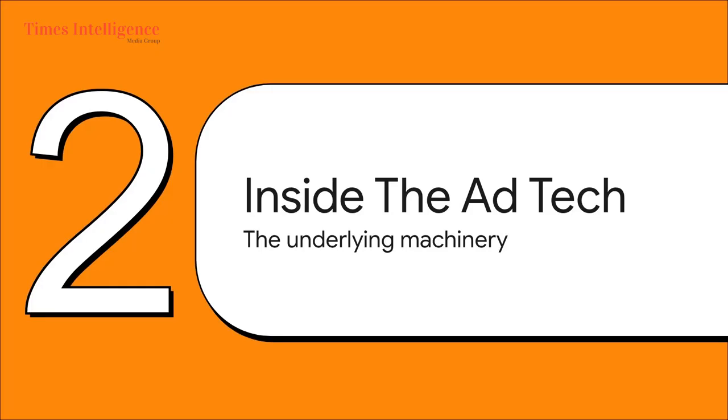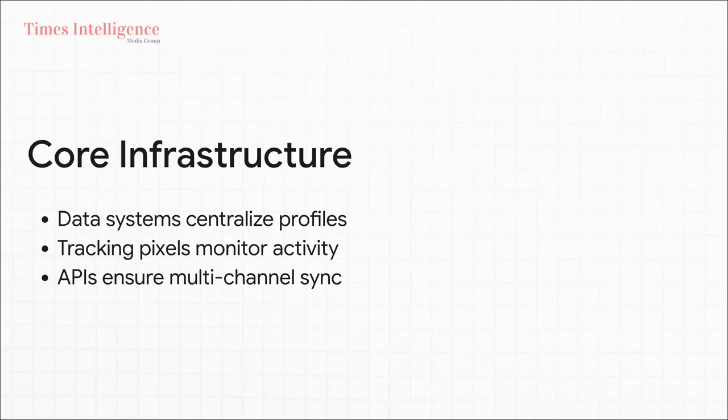Moving on to part 2, inside the ad tech. Let's look at the underlying machinery. Right, so here is the core infrastructure actually powering the operation. It's really a massive interconnected net. You've got data management systems centralizing user profiles and preferences. Then you have tracking pixels actively monitoring behavioral logs, things like scroll depth and individual clicks. And finally, API integrations make sure there's multi-channel synchronization. That basically ties your platform directly to external advertising networks, so your messaging stays completely uniform everywhere.